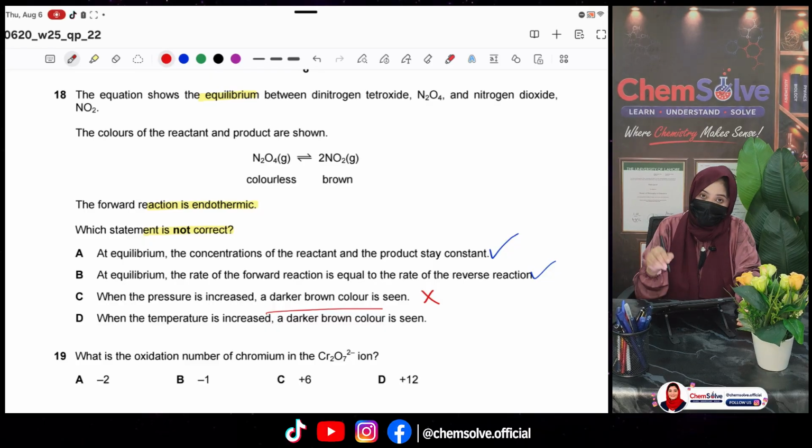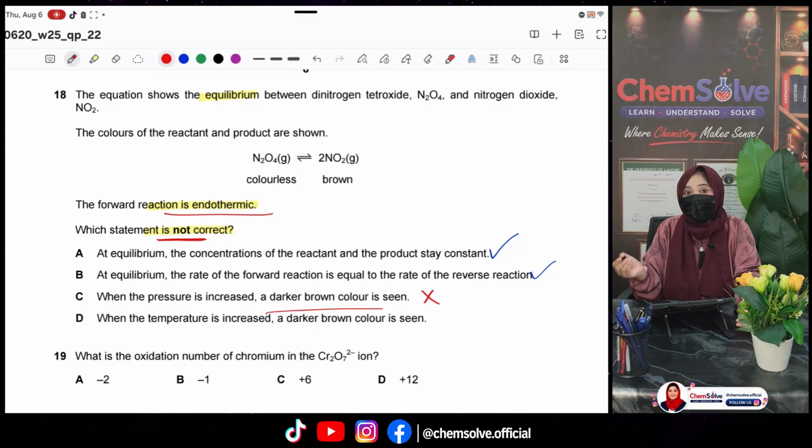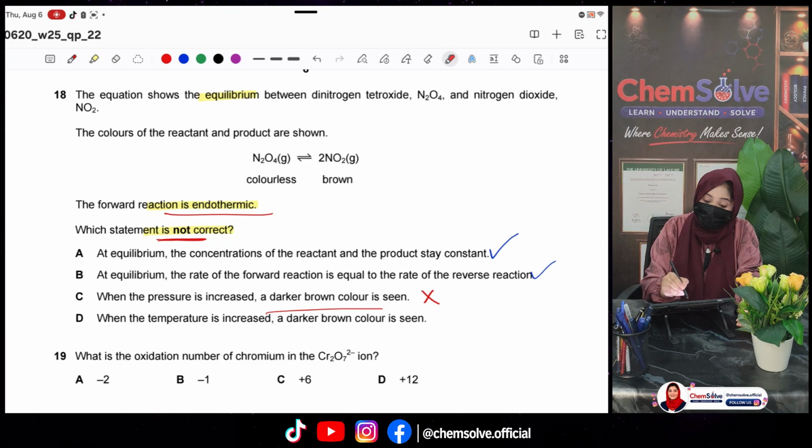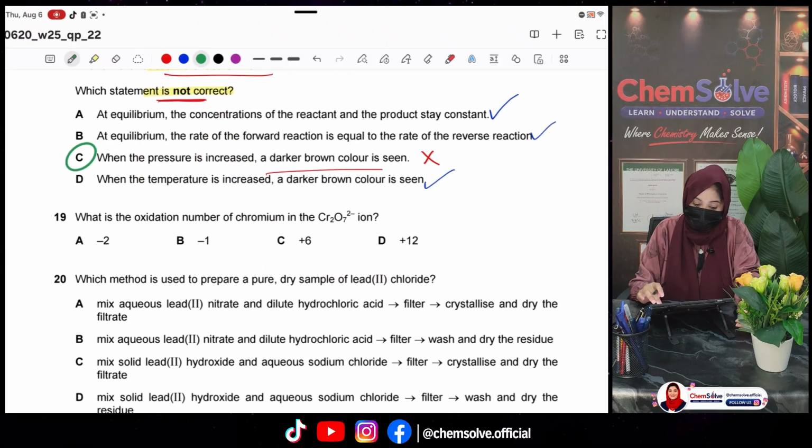And of course, this is our answer because we have to choose the incorrect statement. When the temperature is increased, a darker brown solution is seen. Clearly, this is an endothermic process. For an endothermic process, if we increase the temperature, the reaction moves in the forward direction. And if it moves in the forward direction, NO2 will be formed, which is brown in color. So this is again a correct statement. From this discussion, you easily understood that option C is the correct one.